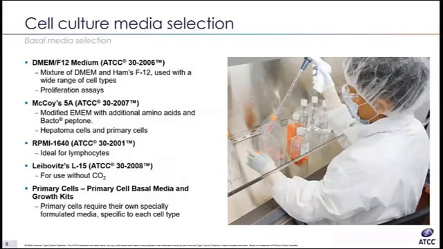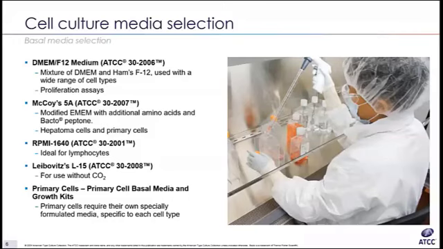RPMI 1640 is a modification of McCoy's 5A and was developed for the long-term culture of lymphocytes. RPMI 1640 will support the growth of a wide variety of cells in suspension, as well as a number of cells grown as monolayers. And finally, we have L15 medium. L15 medium is formulated for use without CO2 and is commonly used to support the growth of insect, fish, and human cell lines.